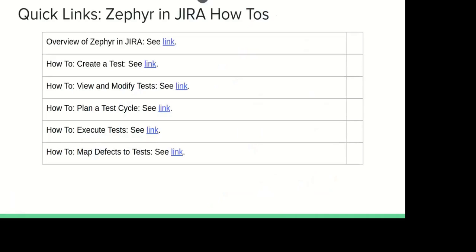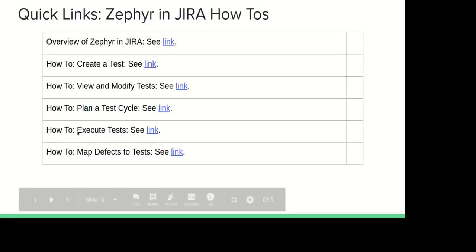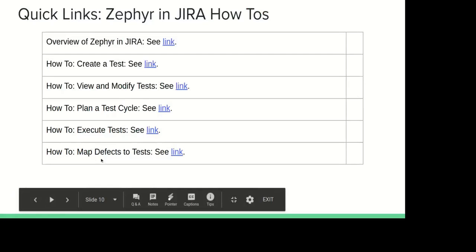For the list of quick links on how we develop our test, how we modify our test, and planning the test cycle to the execution, and how we map the defects, here are the quick links.